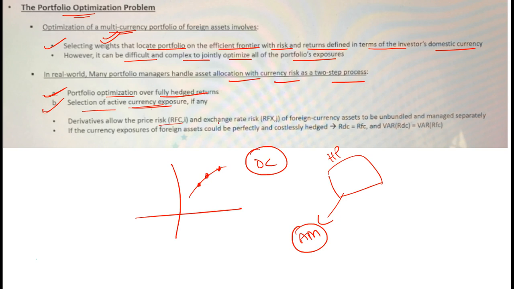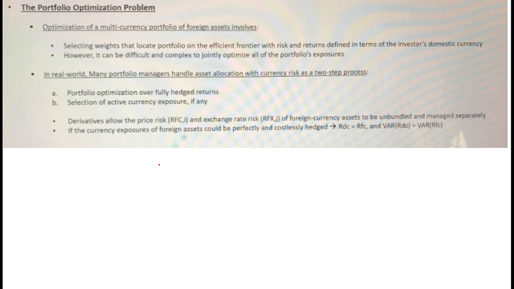Derivatives allow the price risk and exchange rate risk of foreign currency assets to be unbundled and managed separately, if the currency exposures of foreign assets could be perfectly and costlessly hedged. So how do you do your hedging? You can use derivatives for hedging. One method is that you can buy or sell currency. For example, if I have a currency, I can take an offsetting position in that currency to hedge the risk. But that would require more cost, more capital, and that would not be easy.